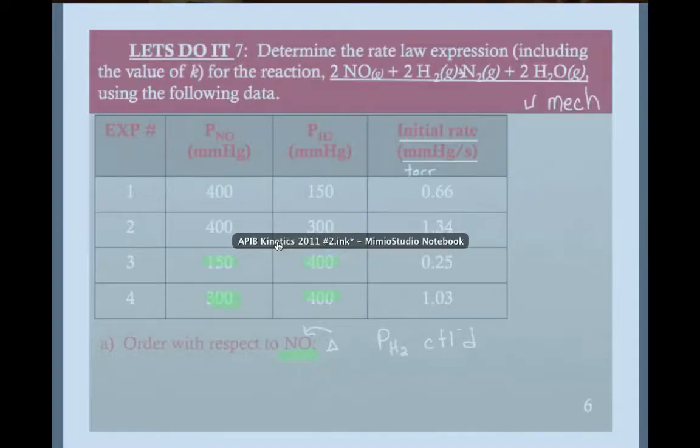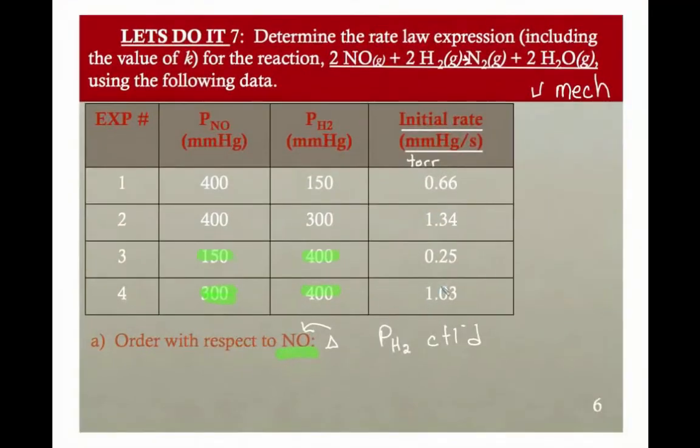Well, let's start with what is a reasonable possibility. It is reasonable, I hope, that our rate could be, I'm not saying it will be, but could be dependent on the partial pressure of NO to some power that we don't know its order yet, times the partial pressure of H2 to its order, and we don't know that order yet. And those orders can be 0, 1, 2, 3. Really, they can be fractions, they can be half, and in real life, you'll see negative ones. We're not going to come across those, but we will see halves.